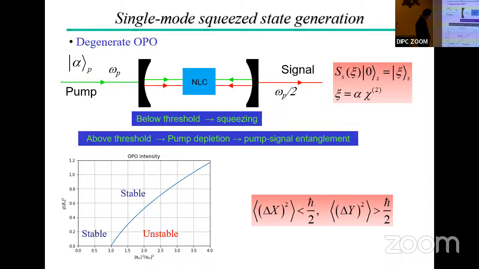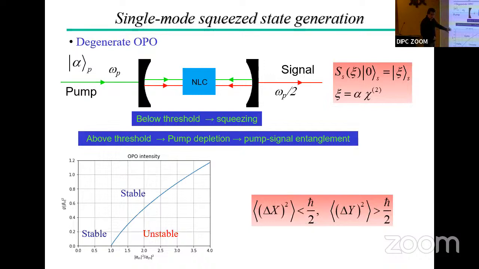What happens above threshold? Above threshold, the squeezing is gone. The reason is that below threshold, in the free space process, we always assume that the pump is non-depleted. The pump has so many photons that you only pick a few from it, so the state of the pump is practically unchanged. But when the OPO reaches the threshold, the pump starts to become really affected by the process. I did not plot the power of the pump mode inside the cavity, this green light here, but it rises linearly, and when you reach the threshold it becomes clipped, it becomes constant, even in this classical model.